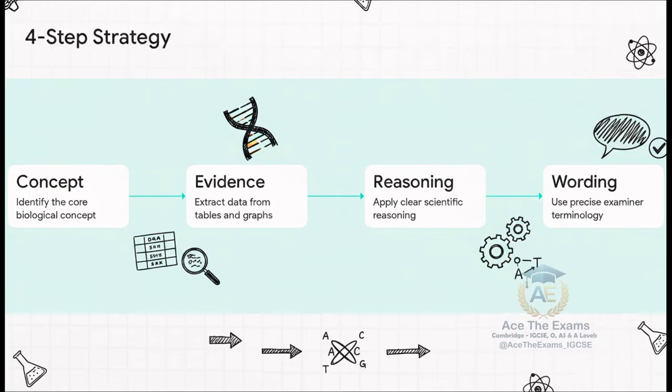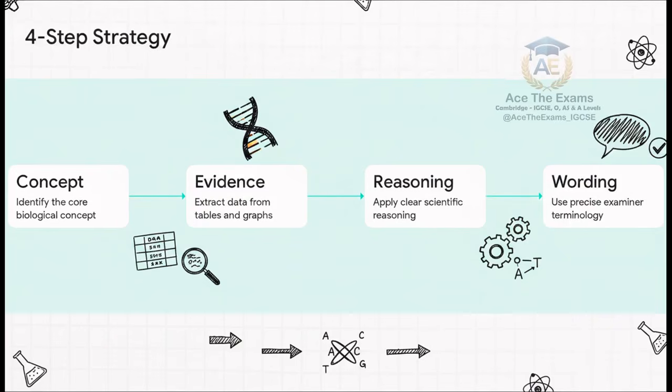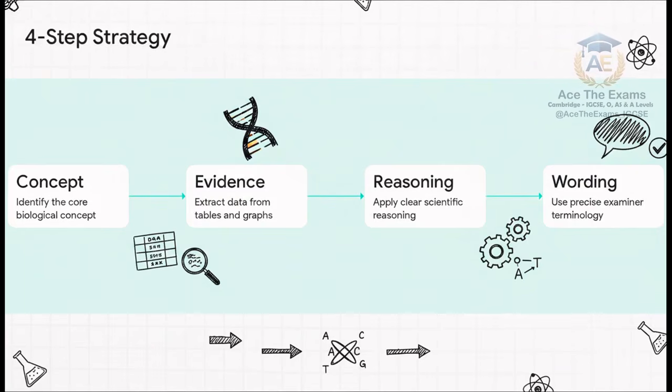First, you state the concept of complementary base pairing. Second, you pull the exact percentages from the table as your hard evidence. Third, you logically explain the specific hydrogen bonding that causes those percentages. And finally, fourth, you wrap the whole thing up using the strict terminology the examiner expects.